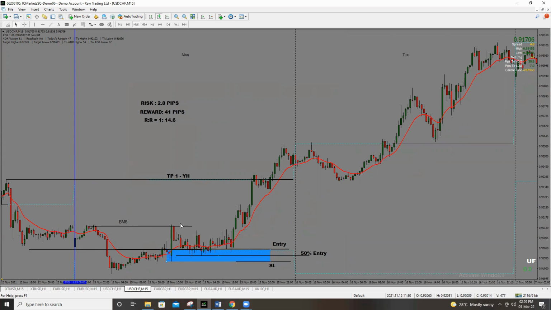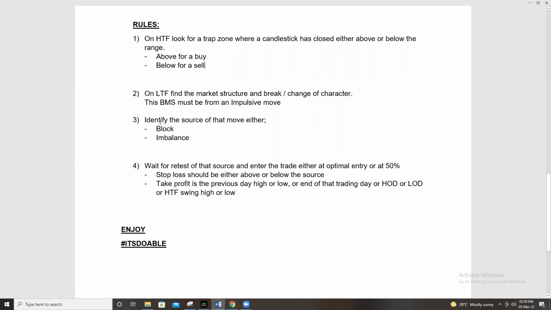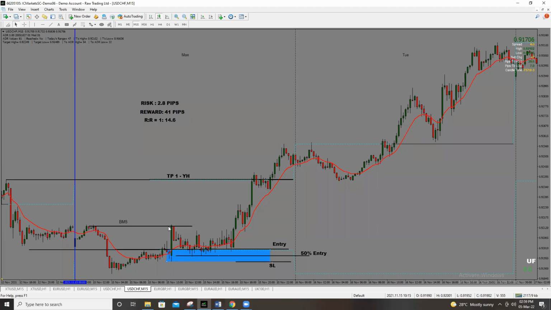Then number three, I want to identify the source of that move. It can either be a block or an imbalance. So where is it coming from? It's coming from a block. What kind of block is this? This is a buying block, or a buying order block. How do you tell it's a buying block? Because it has a red candlestick and a very huge candlestick to the top side, meaning it's buying. What type of block is this? You can call it a strong block. You can call it an engulfing block, whatever you want to call it, but it's a block.